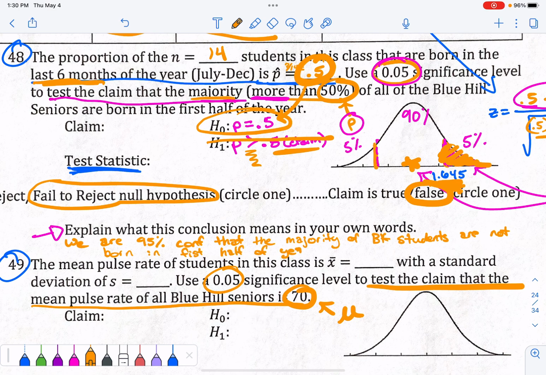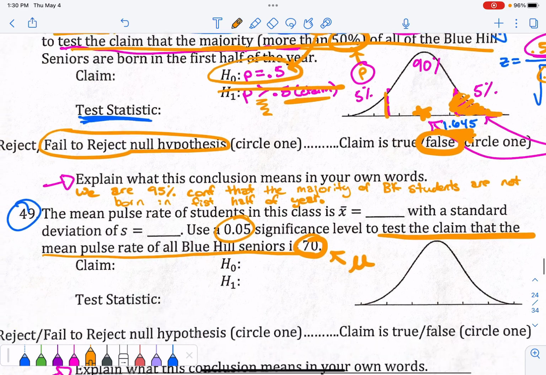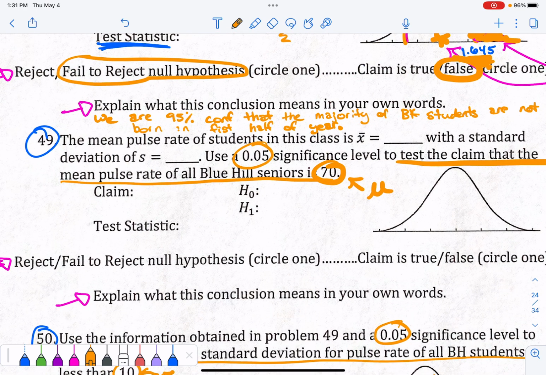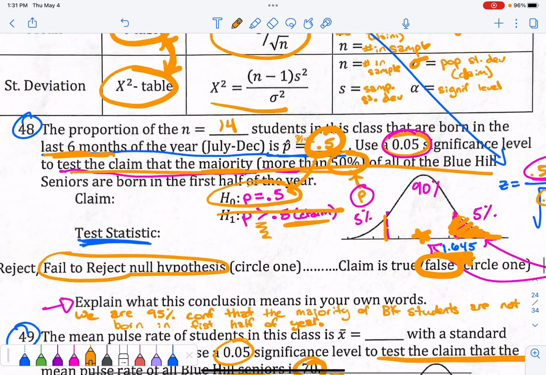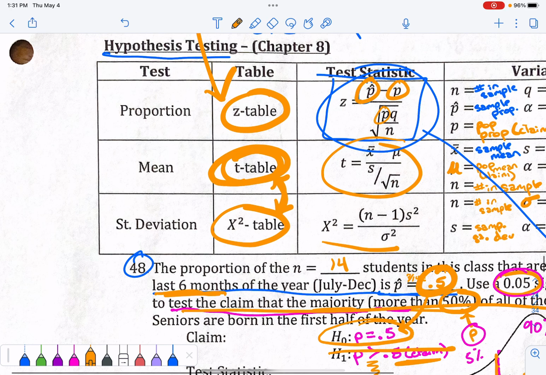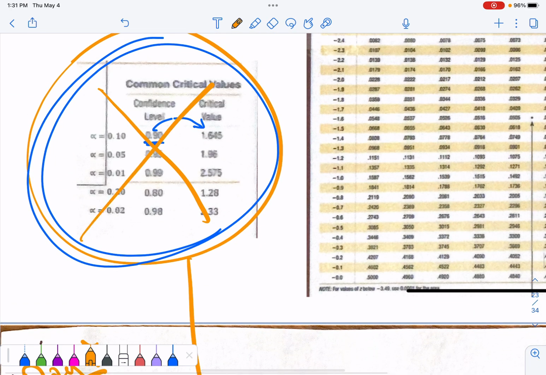I'm just restating what we were testing the claim of, but putting my conclusion in there. So we concluded that it was not a majority. So the majority of students were not born in the first half of the year. You know, there's how that works out. Okay, so using that same method, go through and do 49 and 50, but you're doing a mean and a standard deviation. Keep in mind that you're going to have to use the t-table, not this one, because you only use that for proportion.